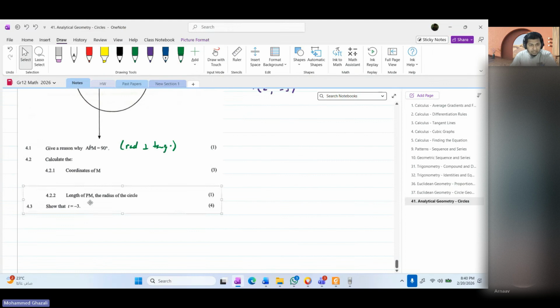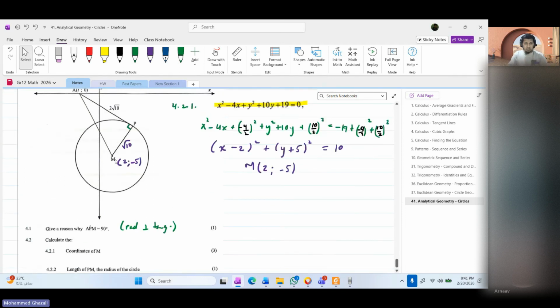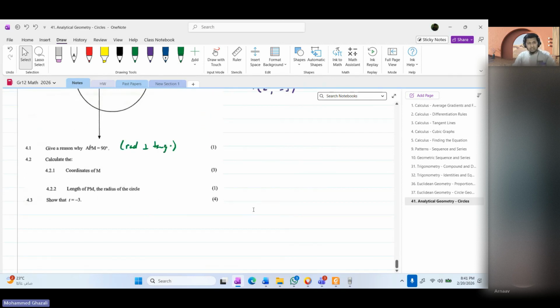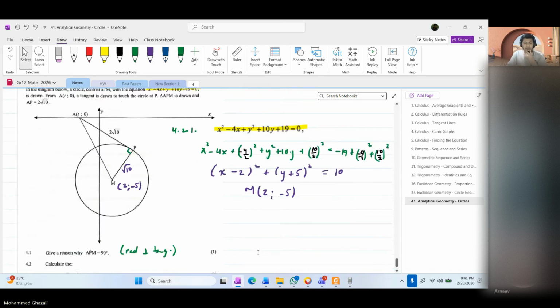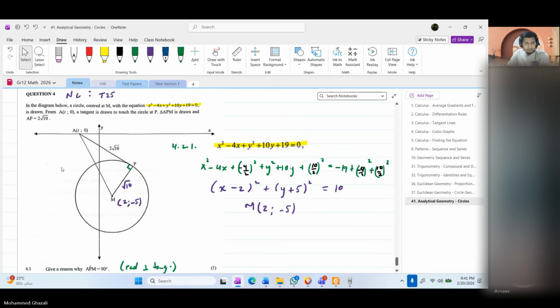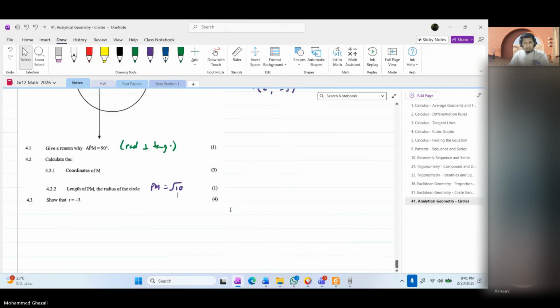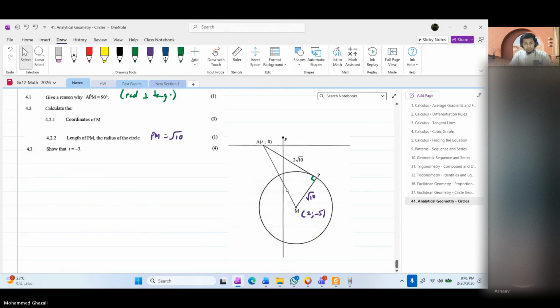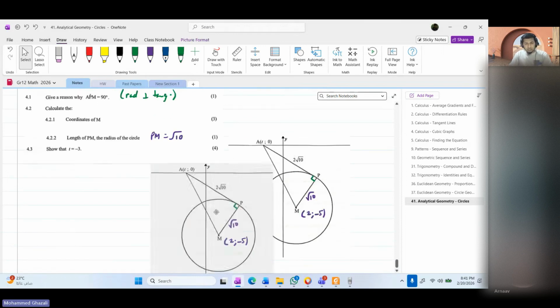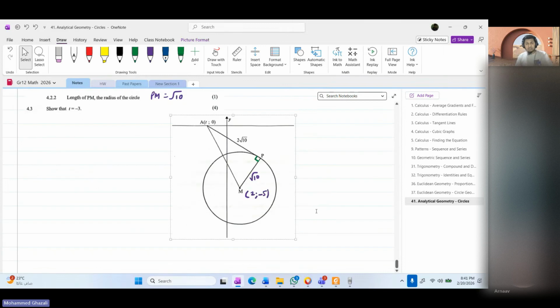Right, next question: the length of PM. That's the radius of the circle, so we already found PM. PM is equal to root 10, right? Now: show that t is equal to negative 3, for 4 marks. So how are we going to solve this question? Show that t is equal to negative 3.